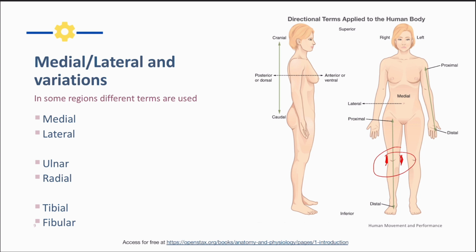We can use the same terms for the hand, with the thumb, as I said, being on the lateral aspect of the hand, and the pinky finger, or the fifth digit, being on the medial aspect of the hand. Right? In the hand, sometimes they don't use medial and lateral, they use the terms ulnar and radial, because the ulna is on one side of the hand and the radius is on the other.